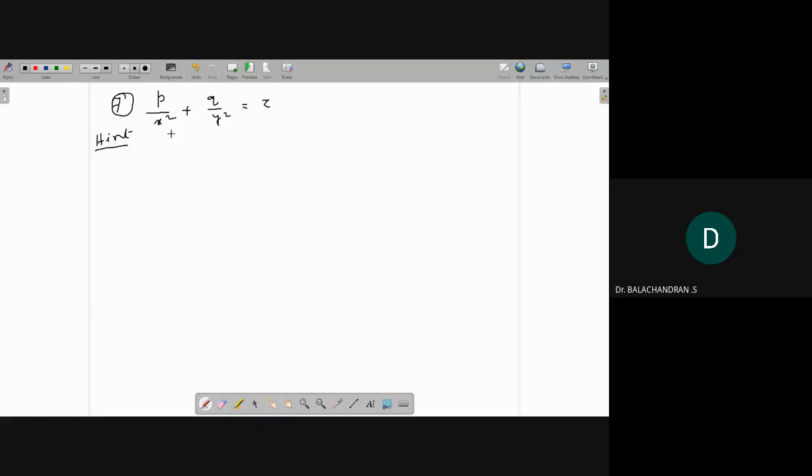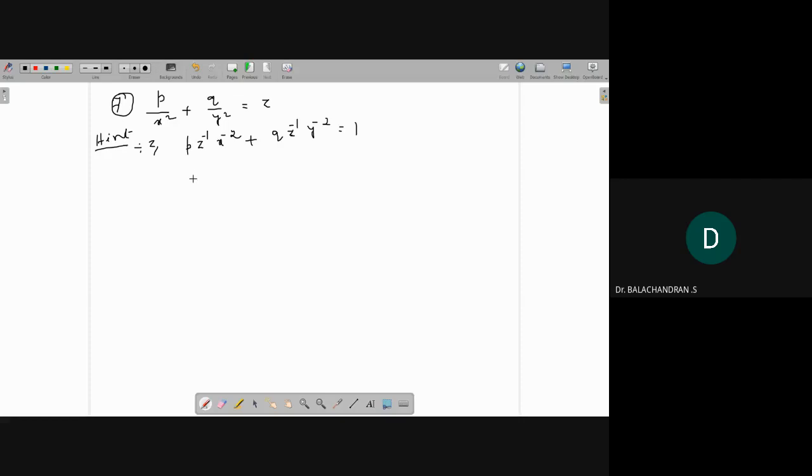So you can solve this problem in 2 different methods. One is if you divide by z, the right hand side is 1. You divide by z, you'll get p into z power minus 1 into x power minus 2, and plus q into z power minus 1 into y power minus 2 equal to 1.